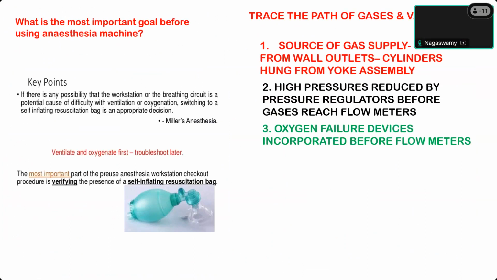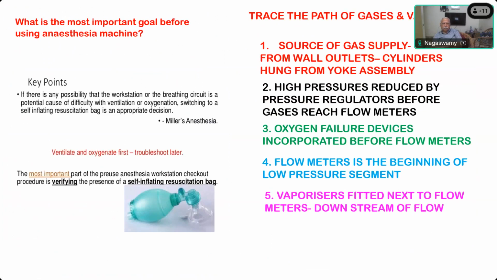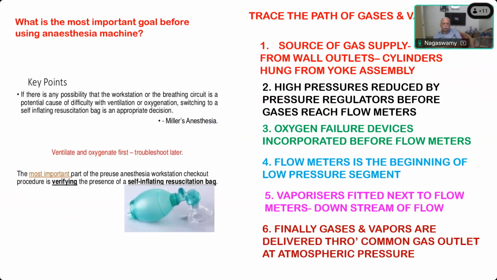They also go to the oxygen failure warning device, incorporated before the flow meters. And flow meters are the beginning of the low pressure segment. And vaporizers are fitted next to the flow meter, downstream of flow. Finally, gases and vapors are delivered through the common gas outlet at atmospheric pressure.